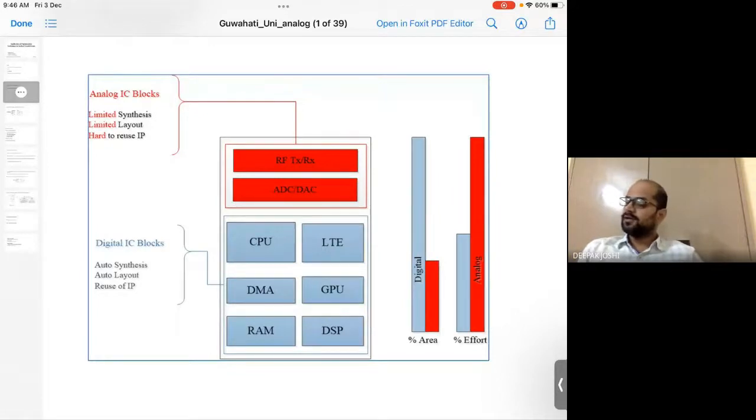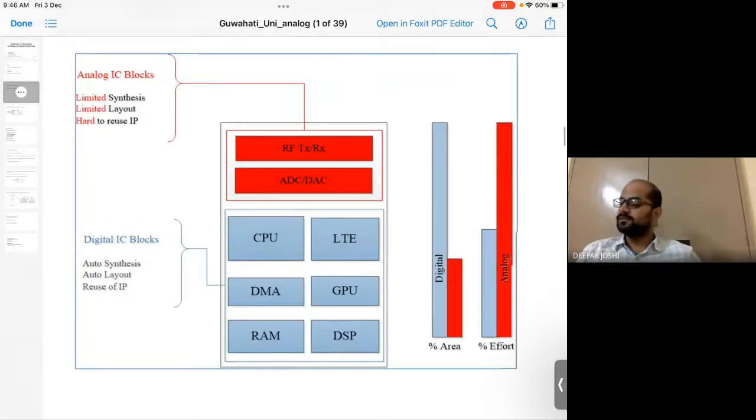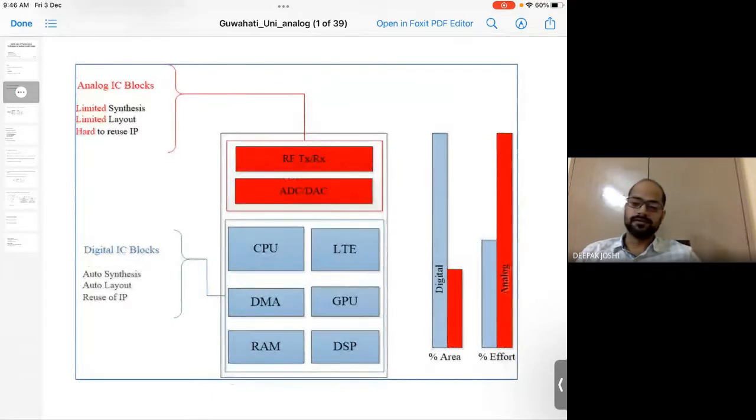Okay, so here I have this figure from some of the literature. I will show you the reference later on. In this particular figure, it has been shown that analog design covers a very small area on the chip, even then it is taking a lot of effort. You can see that the percentage of area occupied by the digital block in a particular SoC or system is very high compared to the analog block, but the efforts are very large for the analog.